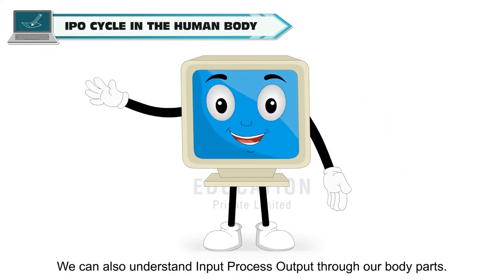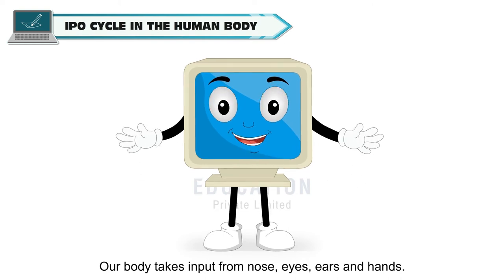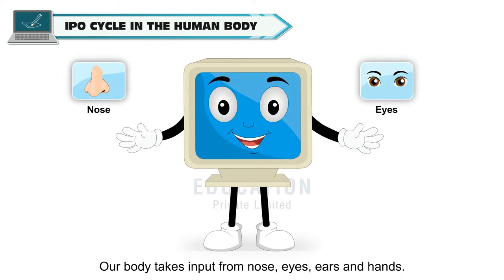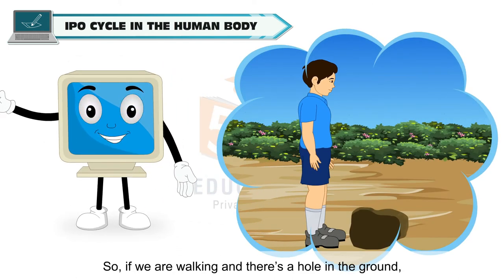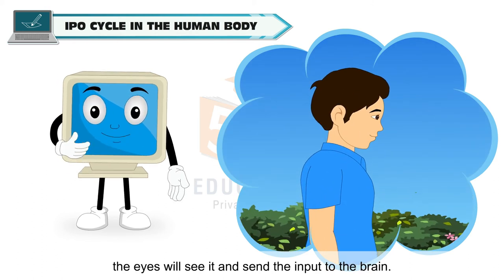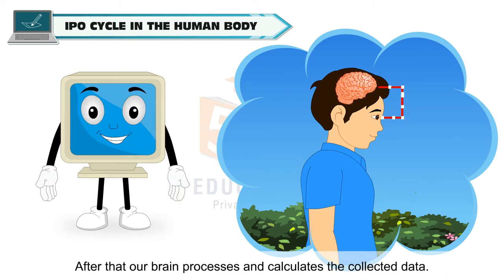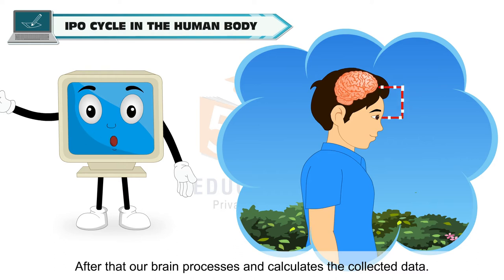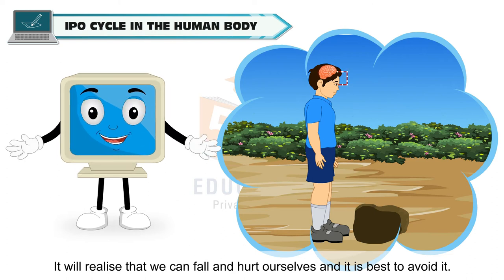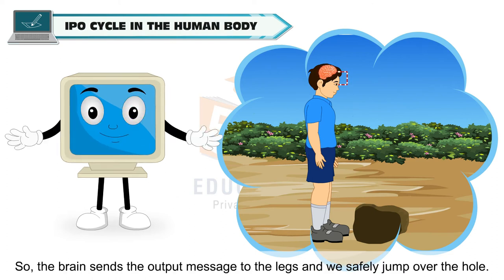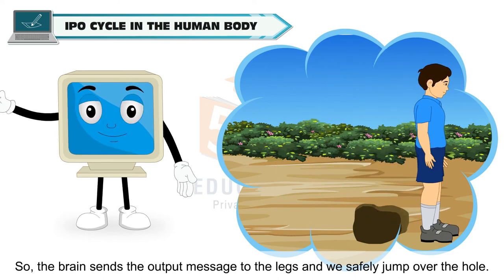We can also understand input process output through our body parts. Our body takes input from nose, eyes, ears, and hands. So, if we are walking and there's a hole in the ground, the eyes will see it and send the input to the brain. After that, our brain processes and calculates the collected data. It will realize that we can fall and hurt ourselves, and it is best to avoid it. So the brain sends the output message to the legs, and we safely jump over the hole.